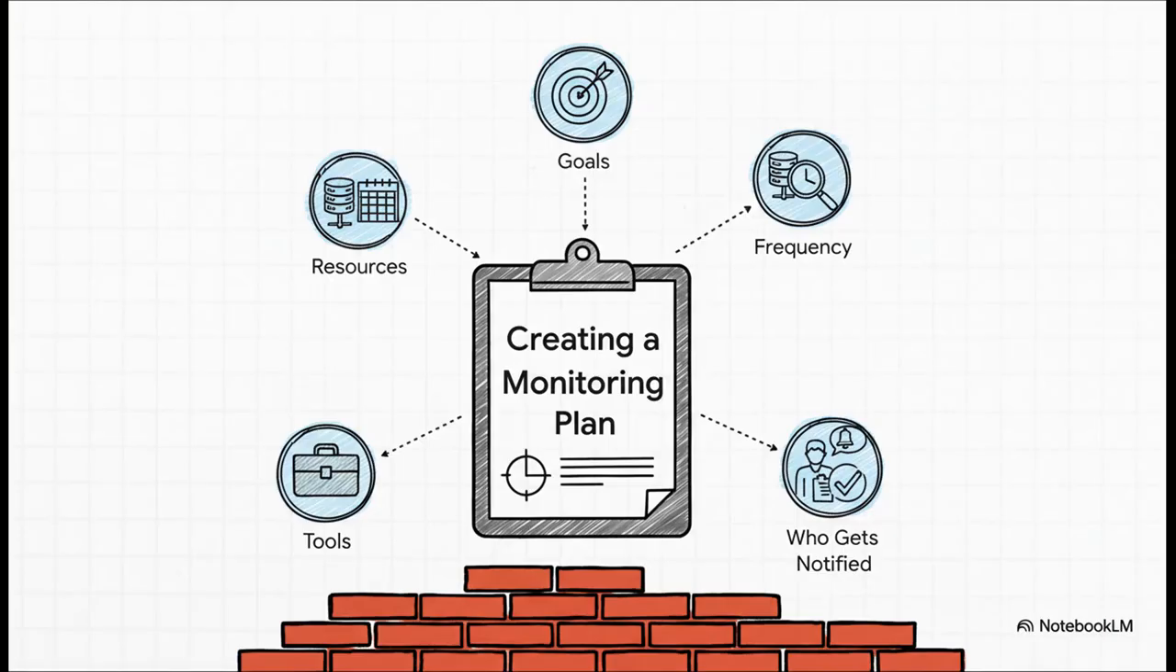And look, this is probably the most important takeaway of this whole thing. Before you set up a single alarm, you need a monitoring plan. A plan forces you to answer the hard questions up front. What do we actually care about? Who is the person that gets woken up at 3 a.m. when an alarm goes off? And what are they supposed to do? Without a plan, your alerts are just noise. With one, they're the foundation of a rock-solid system.